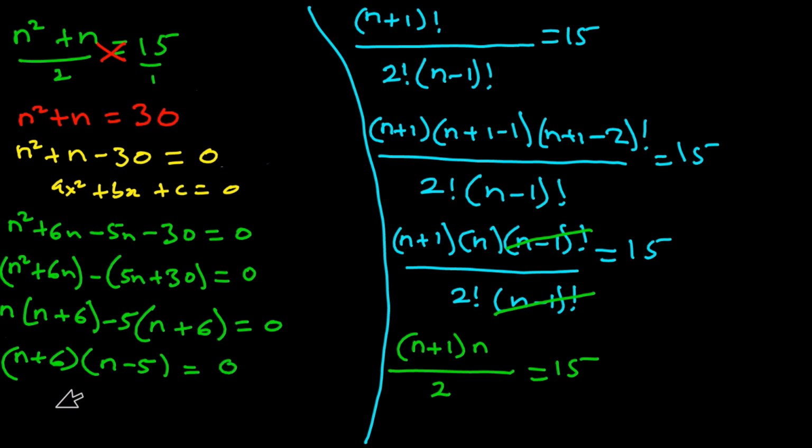So as you can see, this statement means that it is either n plus 6 is equal to 0 or n minus 5 is equal to 0. So this means that our n is equal to negative 6 or n is equal to positive 5. Right, since n cannot be negative, this means that the final answer is n is equal to positive 5.